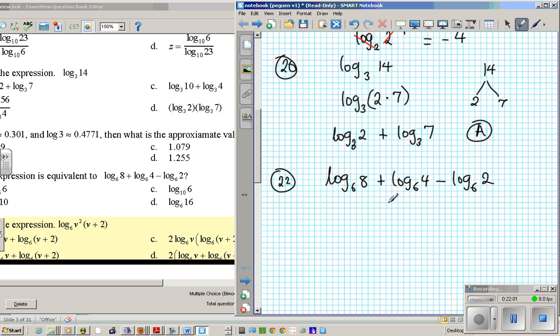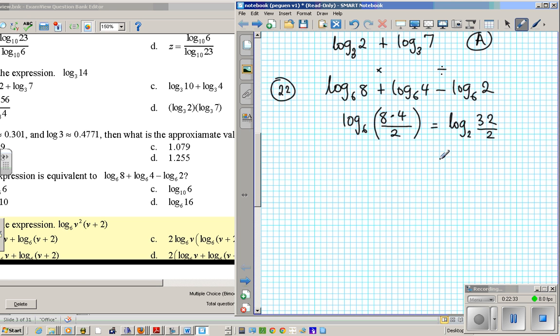Remember, when you're adding logs, it's the same thing as multiplying numbers. When you're subtracting, it's the same thing as dividing the real numbers. So it's going to become log base 6 of 8 times 4 divided by 2. See that? 8 times 4 because of the plus, divided by 2 because of the minus. What is 8 times 4 divided by 2? 8 times 4 is 32 over 2. What is 32 divided by 2? Oh snap, I changed the base. It's going to become log base 6 of 16. End of story. Answer is D.